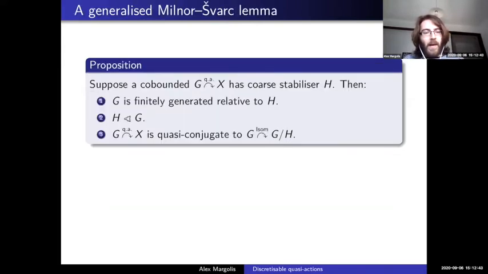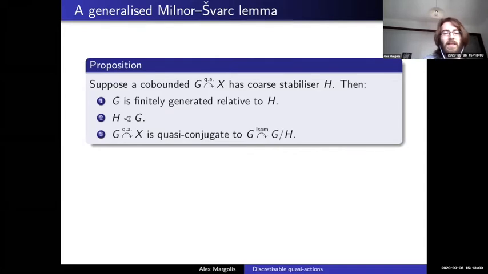Okay, so we've set up some terminology. We know what an almost normal subgroup and a quotient space are, and we now have this very useful generalization of the Milnor-Schwarz lemma. If we have a cobounded quasi-action of a group G on X with coarse stabilizer H, then the following things hold. Firstly, G is finitely generated relative to H. Then H is an almost normal subgroup of G.